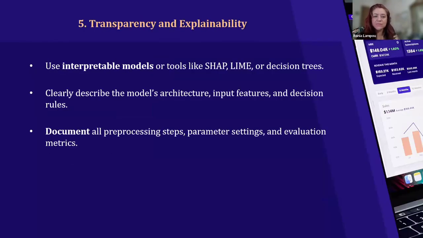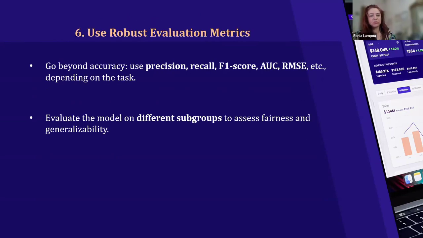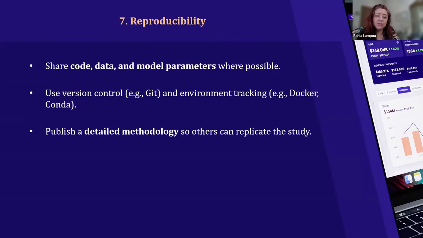And always use interpretable models, clearly describe the model's architecture, input features, decision rules, and document all pre-processing steps, parameter settings, evaluation metrics. Use robust evaluation metrics. This means go beyond accuracy. You can use precision, recall, depending on the task, and evaluate the model in different subgroups to assess fairness and generalizability. Share code, data and other parameters where it's possible. Use version control, environment tracking, and publish a detailed methodology so that others can replicate your study: reproducibility.